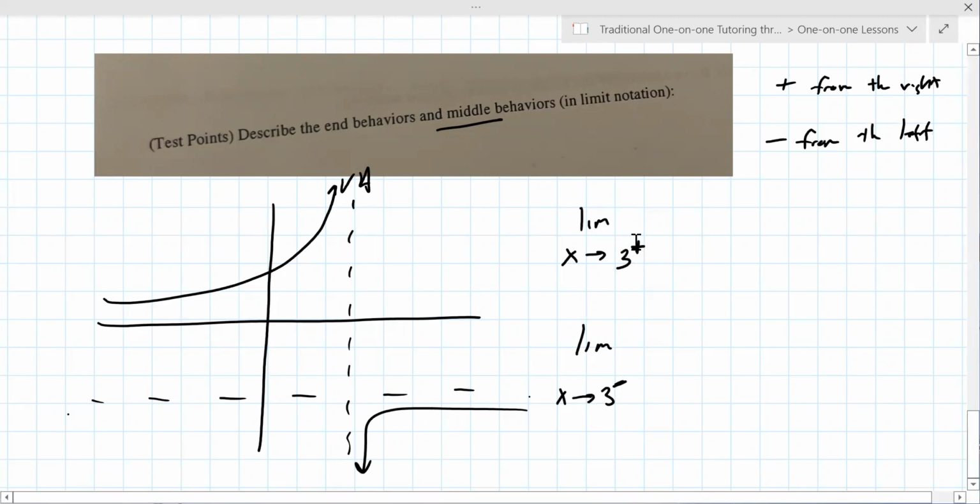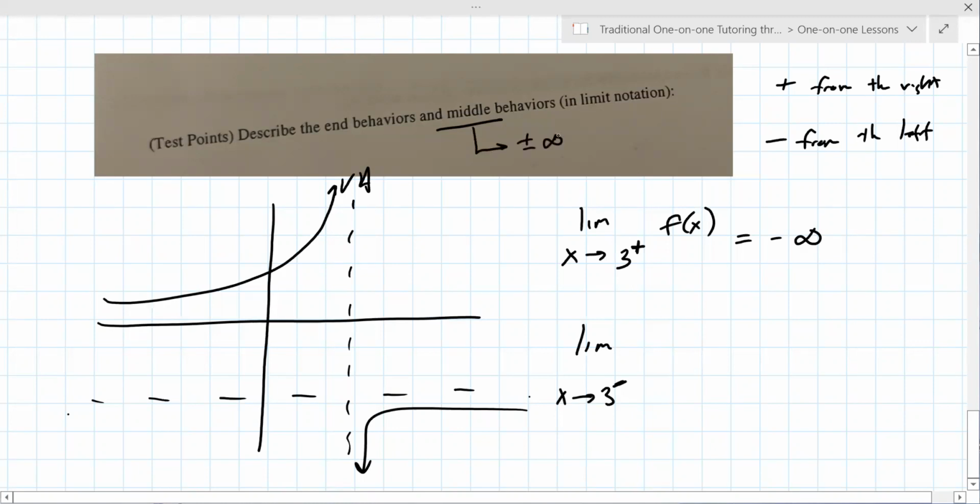Okay, so the first one, 3 plus, it's from the right. So you have to come from the right. And how far down does it go? It goes to negative infinity. And these are the ones, the middle ones always approach plus or minus infinity.